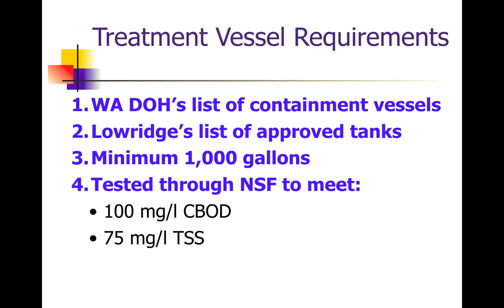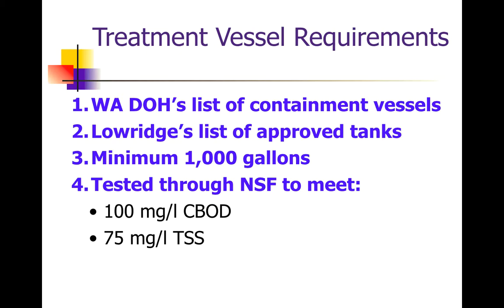So the treatment vessel has 4 requirements. One, it has to obviously be on Washington's list of approved containment vessels. It also, more importantly, has to be on the Lowridge list of approved tanks. The minimum size has to be 1,000 gallons or greater.